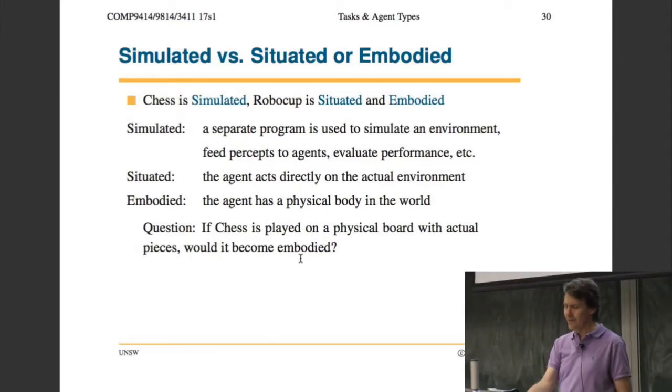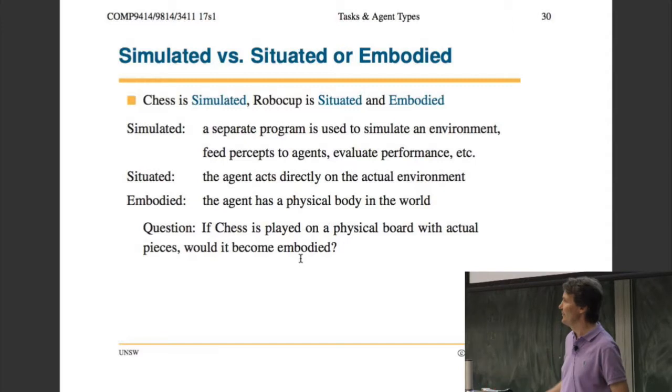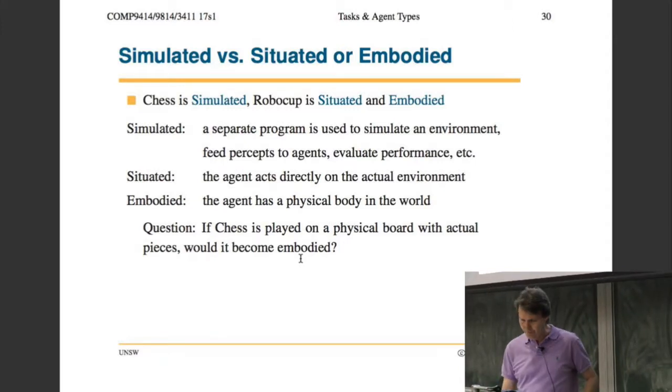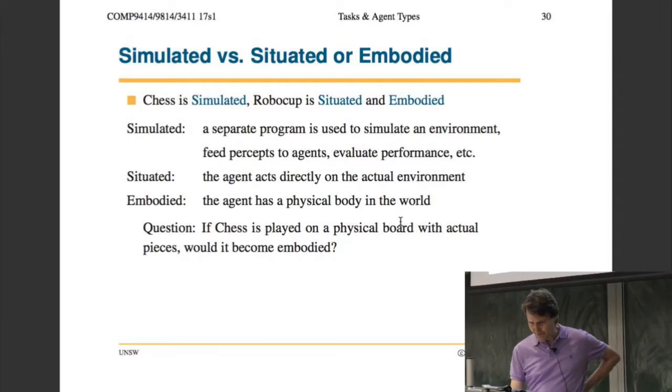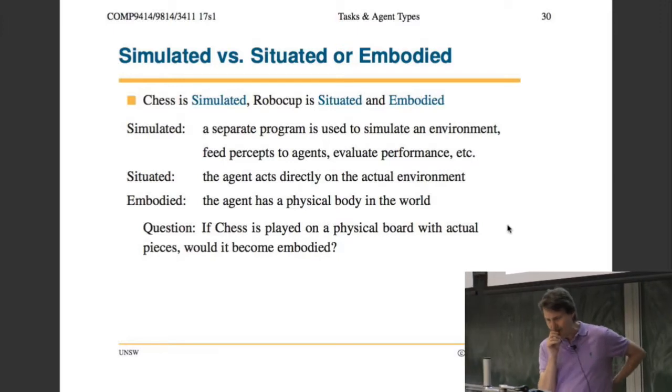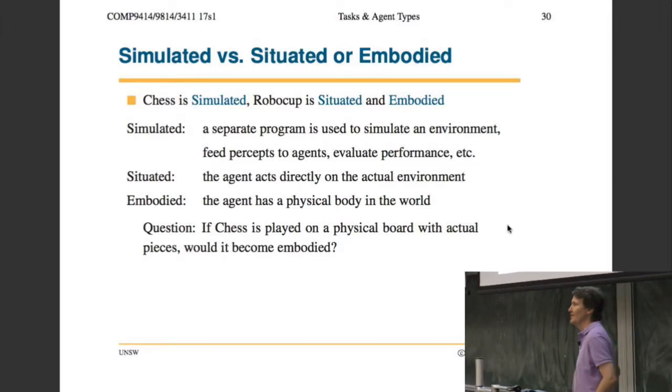So you can see the agents there with the robots that are acting directly on the physical environment, and they also have a physical presence in the world. We'll say a bit at the end about the difference between these two things, but both are true in this case. Now, you could ask, what do we mean by chess?